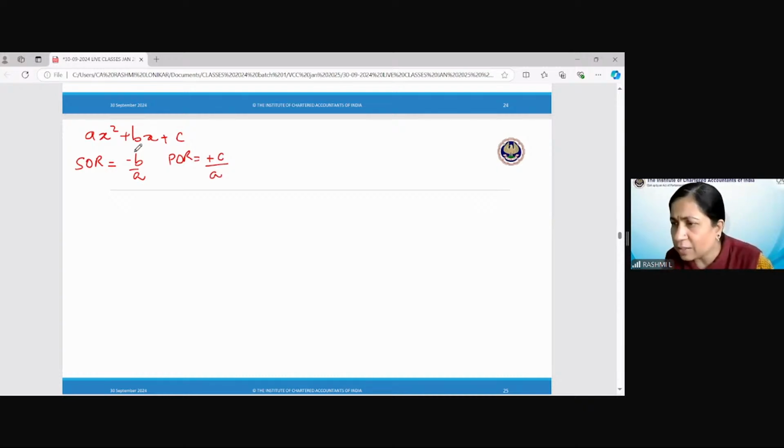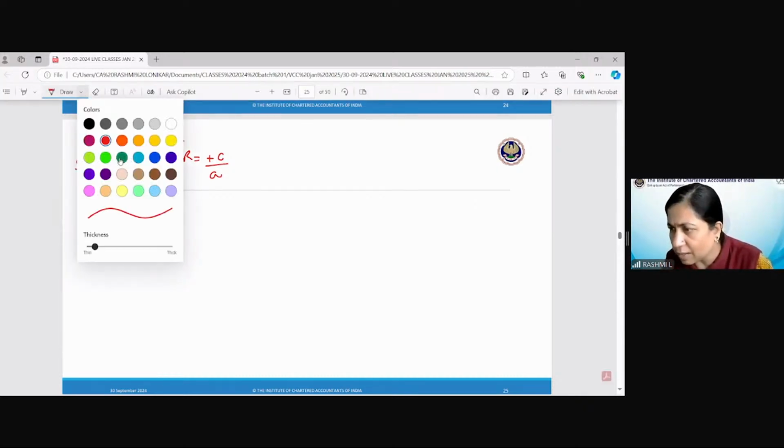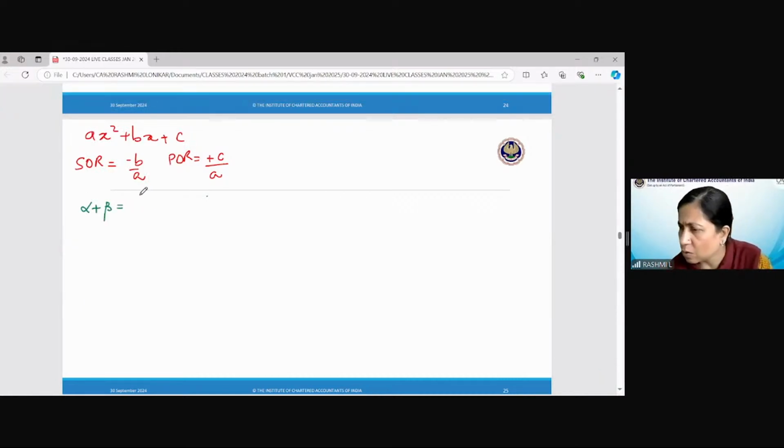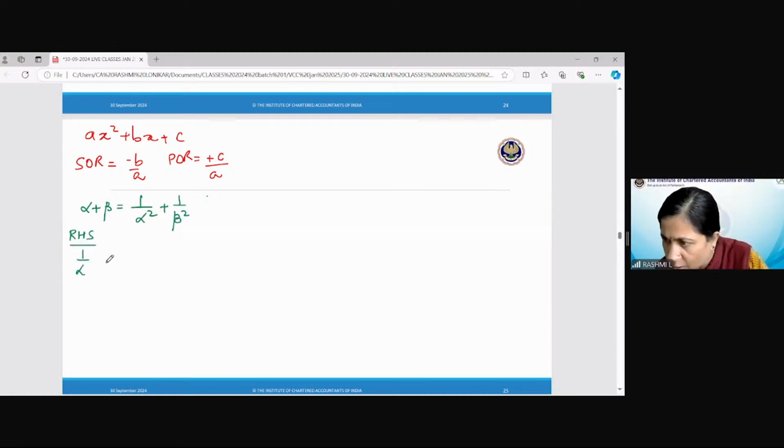Now what have they given? Aapko extra kya diya hai? They are saying that alpha plus beta is equal to 1 upon alpha square plus 1 upon beta square. The two roots are such that the sum of the roots is given by this. Now I have to solve the RHS first. RHS of this equation, so 1 upon alpha square plus 1 upon beta square is equal to alpha square plus beta square upon alpha square beta square. Yahan pe dekh ke aapko aana chahiye product of roots.